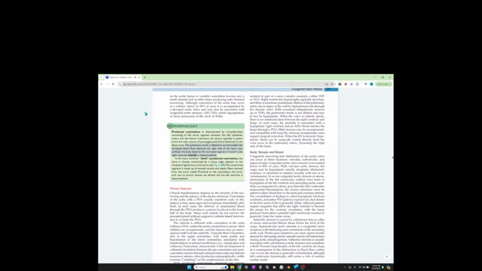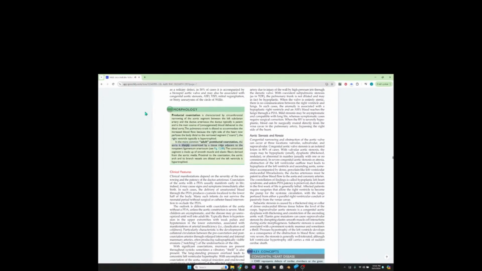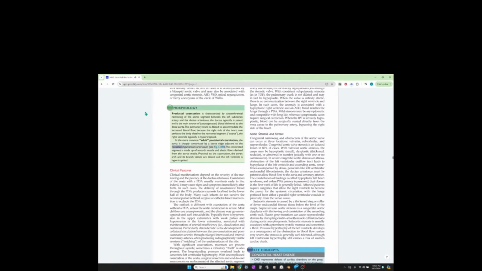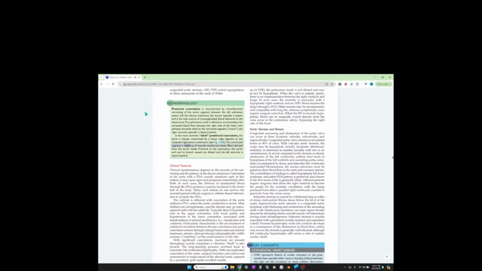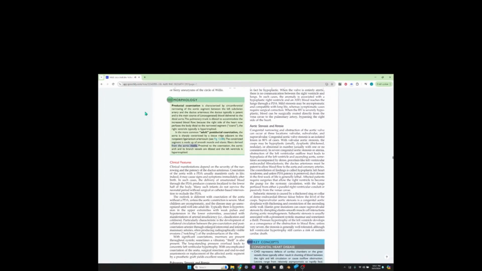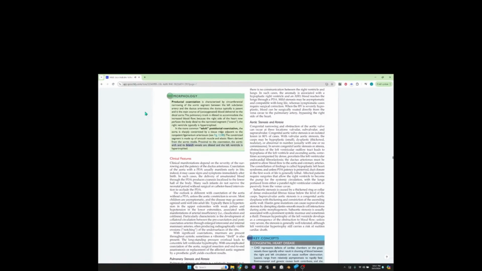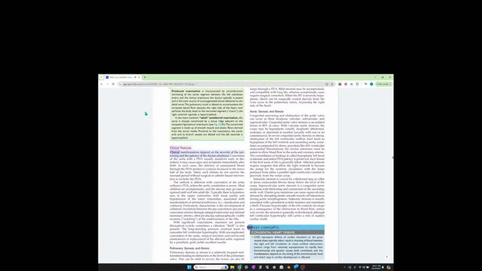is hypertrophied. In the more common adult postductal coarctation, the aorta is sharply constricted by a tissue ridge adjacent to the nonpatent ligamentum arteriosum. The constricted segment is made up of smooth muscle and elastic fibers derived from the aortic media. Proximal to the coarctation, the aortic arch and its branch vessels are dilated and the left ventricle is hypertrophied.